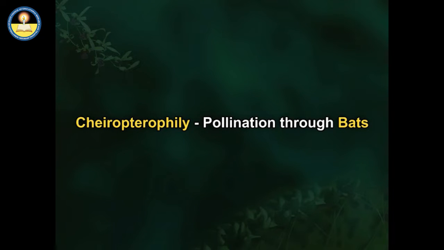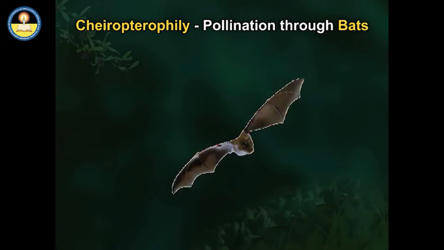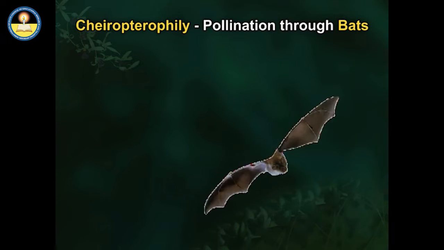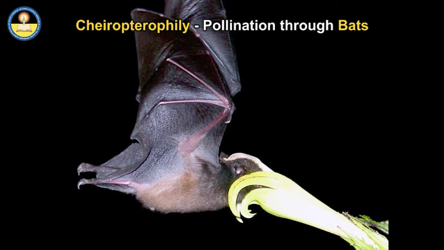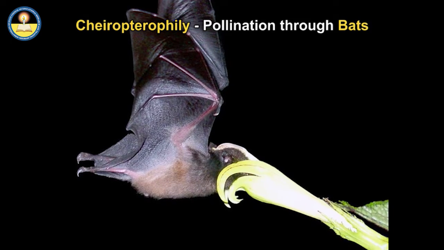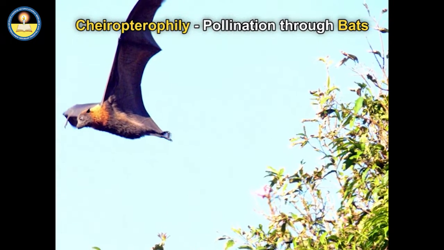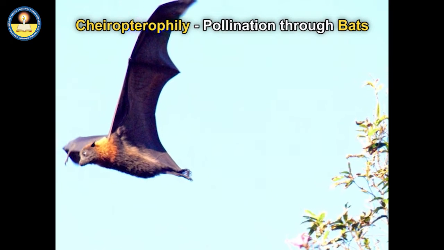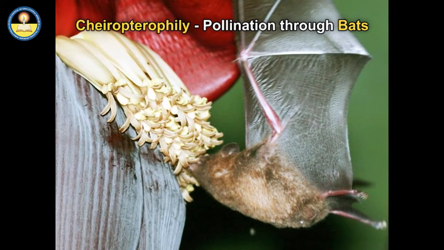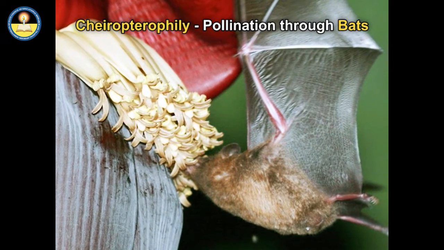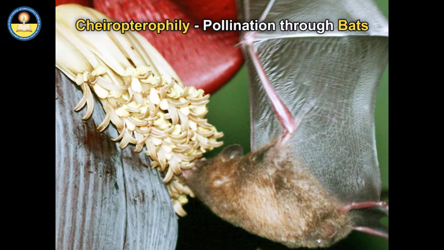Chiropterophily. Pollination through bats. Bats bring about pollination only in the tropics. Bats are nocturnal animals and the flowers they visit are large and emit a strong odor. They move very fast and transport pollen to long distances. Bat-pollinated flowers generally produce more nectar and they also have a large number of stamens.